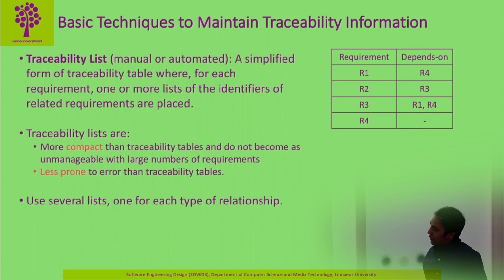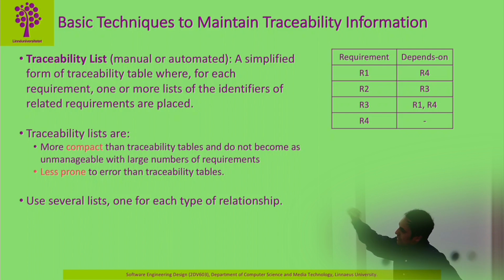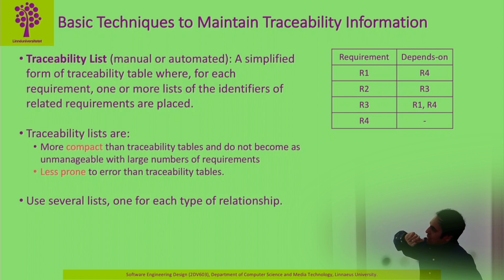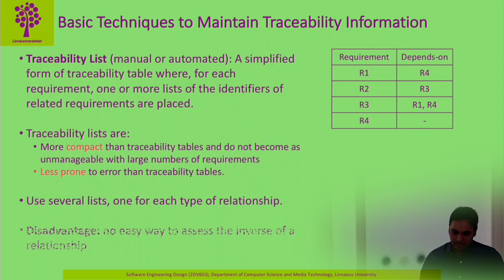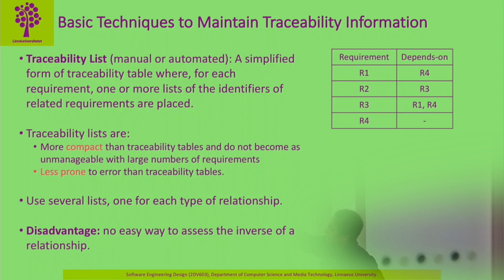But for this kind of list, you need to represent each type of relationship. So if we have a relationship for specifies, as in the previous slides, you should have a separate list for specifies. So R4 specifies R1, R3 specifies R2, for example. But you can also have a separate list for constraints or requires types of relationships. The good thing is that you can easily find things from left to right.